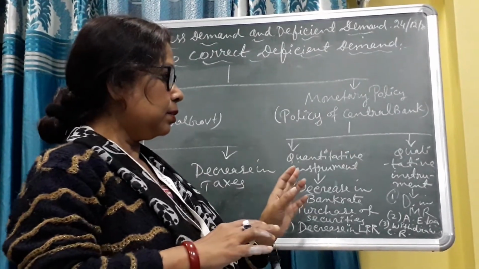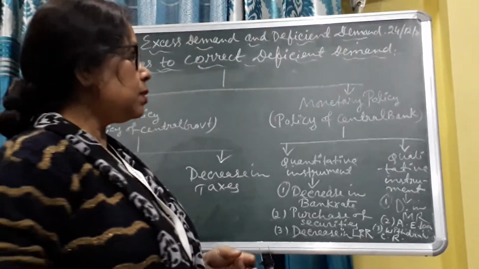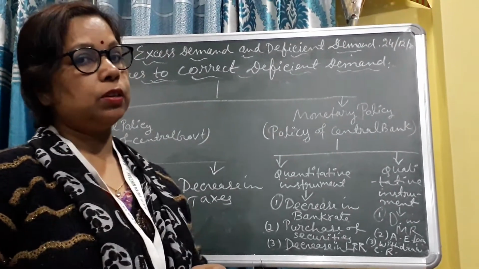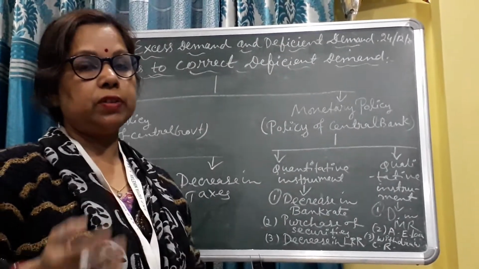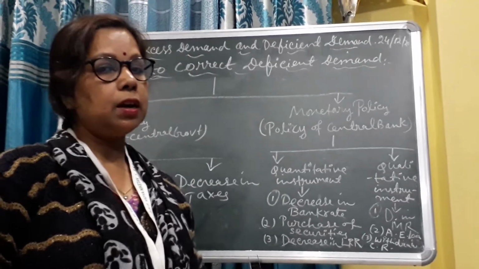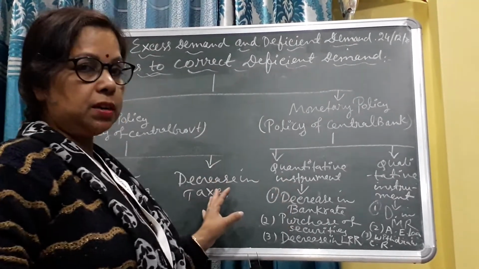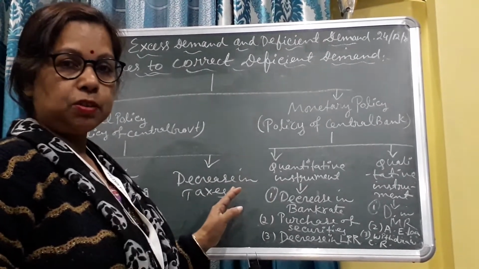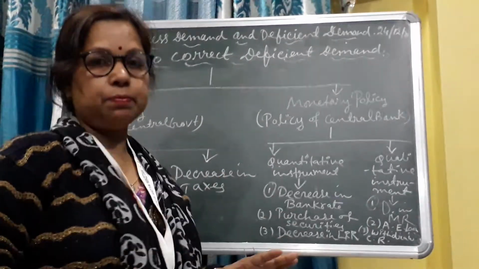So with the help of these instruments, the government can control excess demand and deficient demand in the economy. In this way, we have seen how the inflationary situation and deflationary situation are controlled by the government. So these are the points included in this chapter. Very important points, and these are included in the banking chapter also. So you learn it. Now this chapter is completed.